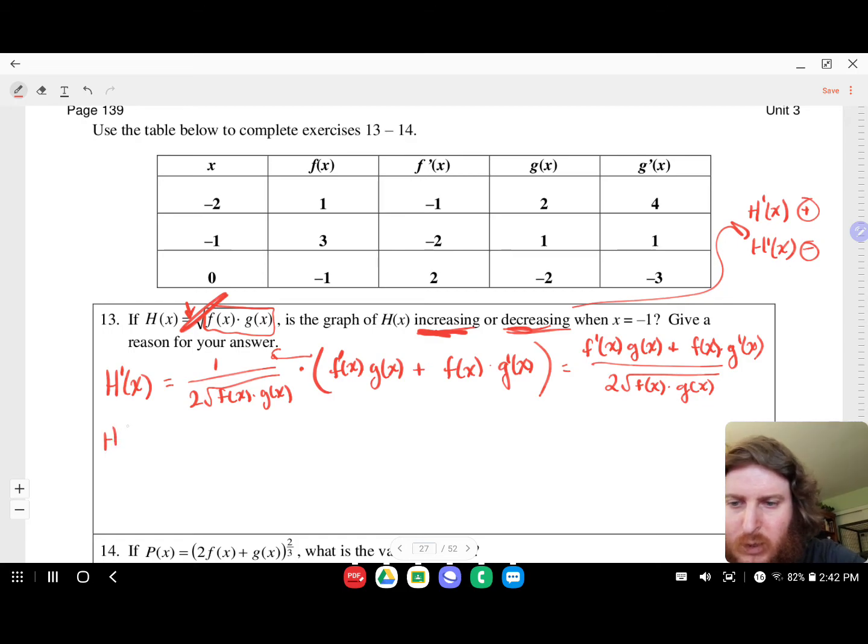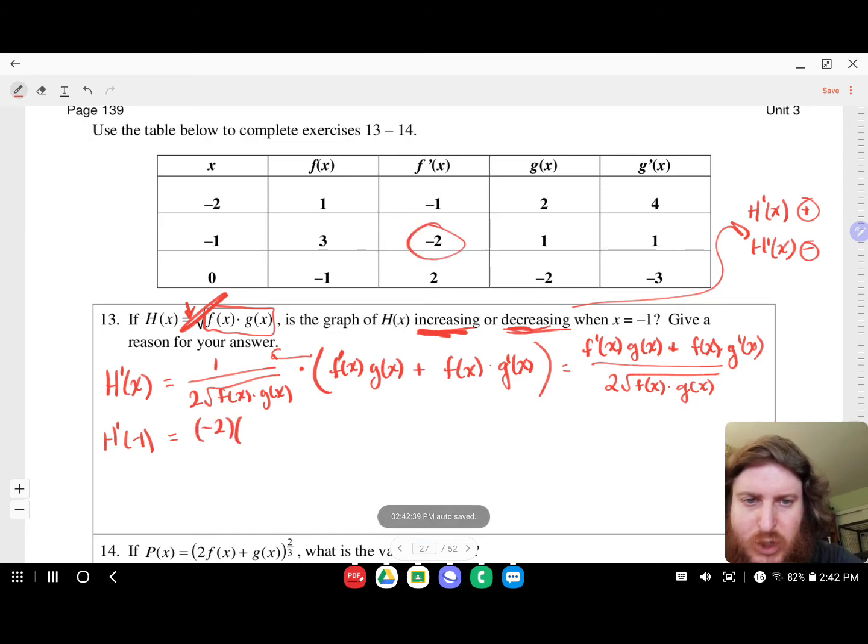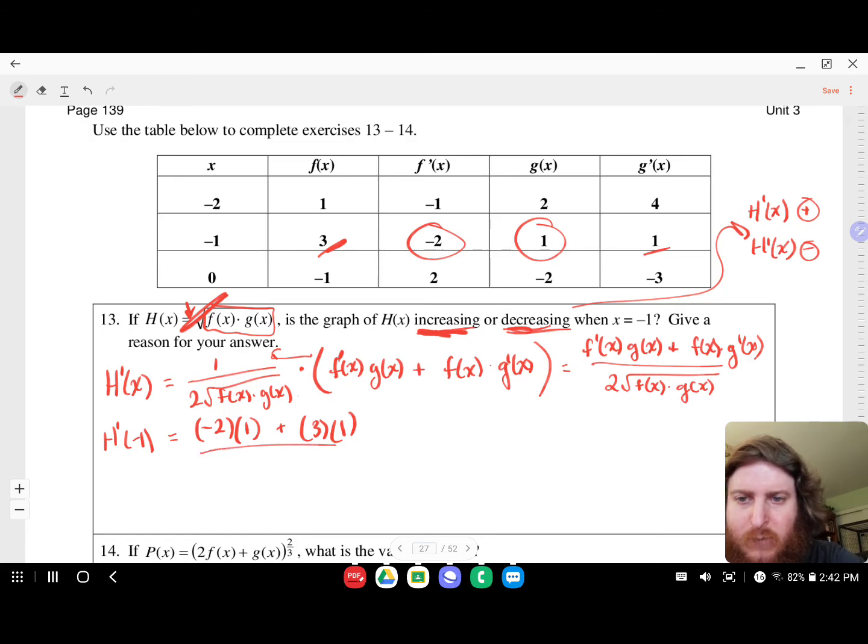So now we're going to plug in negative 1. Now, I can rewrite all of that with f prime and negative 1 and whatnot, but I'm going to try to save some time. So f prime of negative 1 is negative 2 times g of negative 1 is 1. Then plus f of 1 is 3 times g prime is 1, all divided by 2 square root of f is 3 times g is 1. This gives us negative 2 plus 3 is 1 over 2 square root of 3.